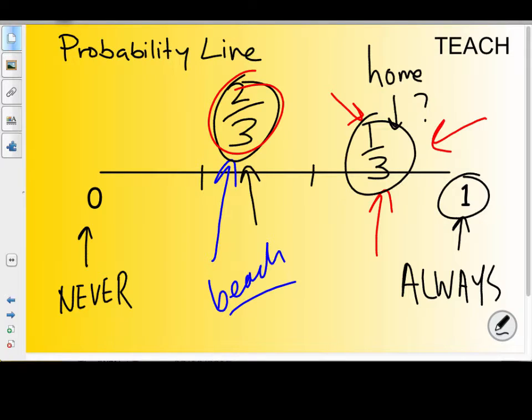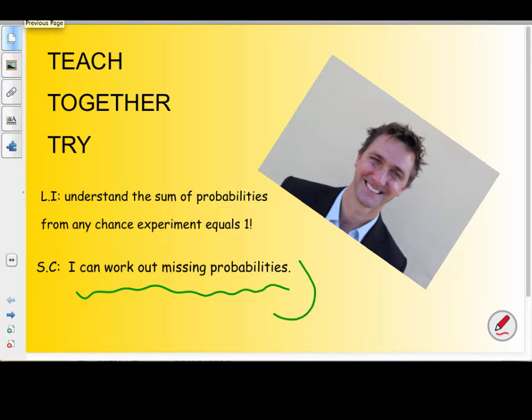2/3 of a chance I'm going to the beach. 1/3 of a chance I'm going to stay at home. Because guys, 2/3 plus 1/3 equals, of course, 1. And remember, your whole job here is to understand the sum of all the probabilities, the sum of all the chances. I've been calling them chances, haven't I? The sum of all the chances from any chance experiment equals 1.